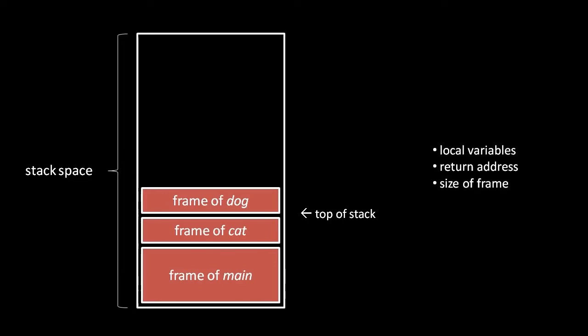Also notice that the first frame is special because the program ends when the first function returns, so the first frame needn't store its size or any return address, because there's nothing to return to.